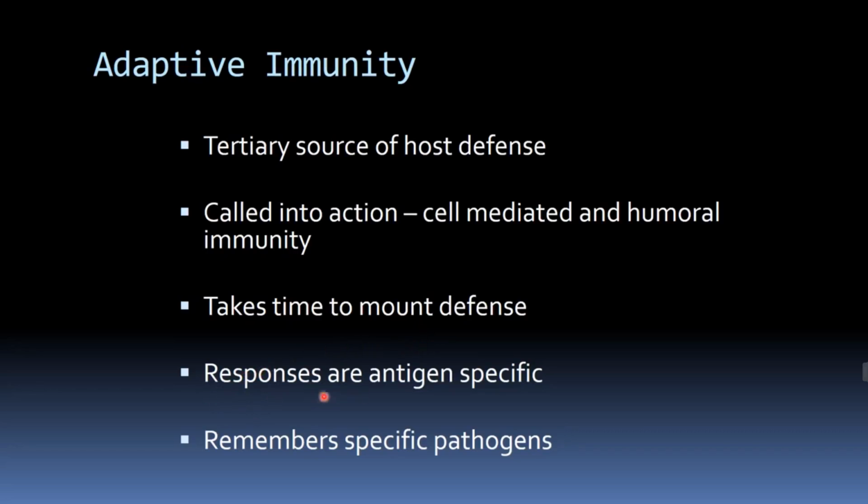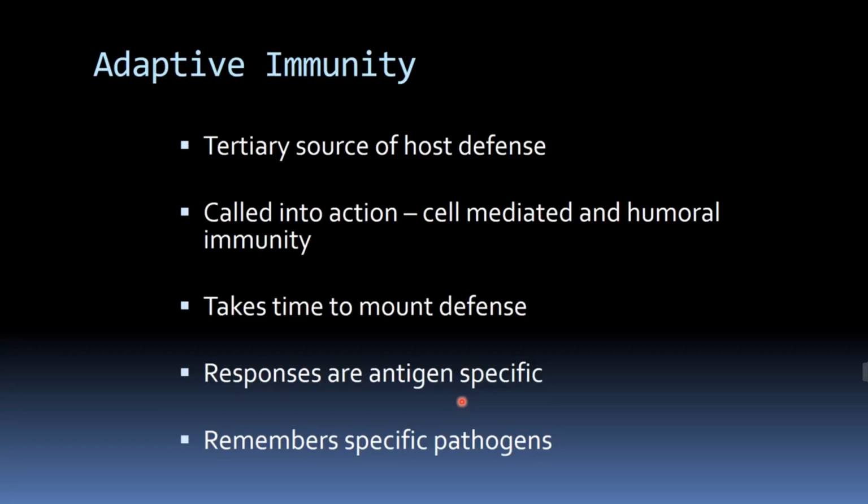The responses to the adaptive response are really antigen specific. Thank goodness. And now when we're comparing it to, say, acute inflammation in the innate response, those are very generic responses. It's an overall global response to that pathogen. But now we're getting a response that is antigen specific. And we're dealing with T cells and B cells that are specific for a specific type of antigen.